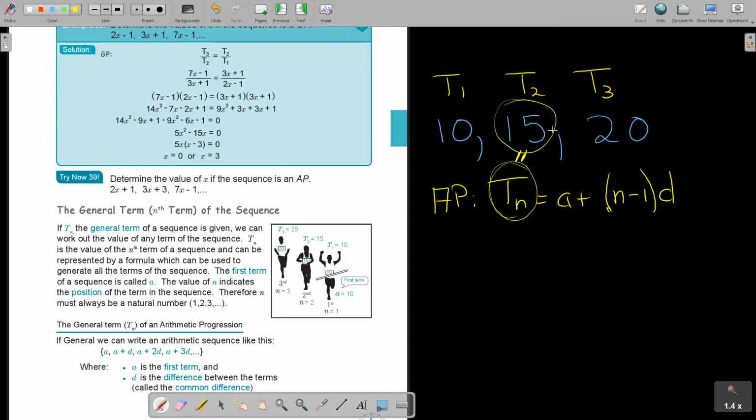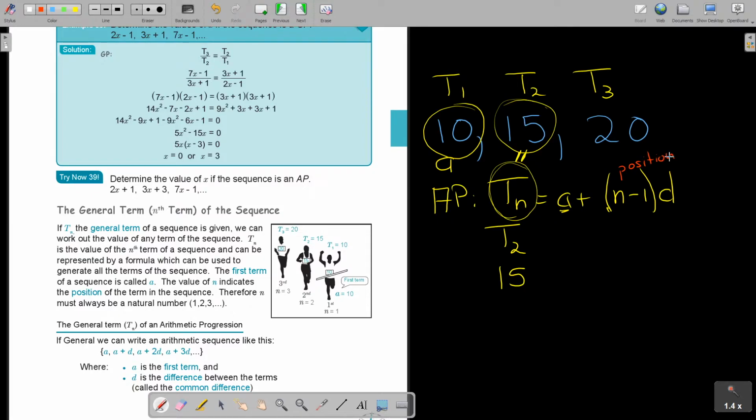Okay, now this Tn is represented, that's the number. So if this was, say, the second term, then that would have been 15. So the second term is 15. That's the number in front or at the back of you. This a is always the first, so the first one in the sequence, that's a. Are you with me?